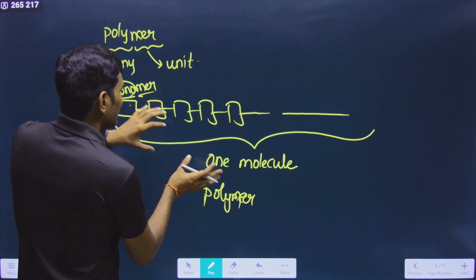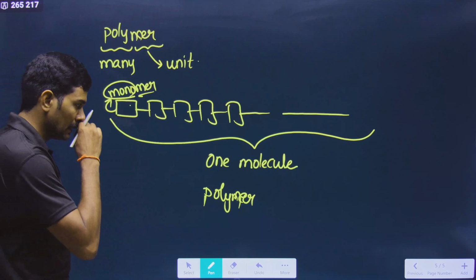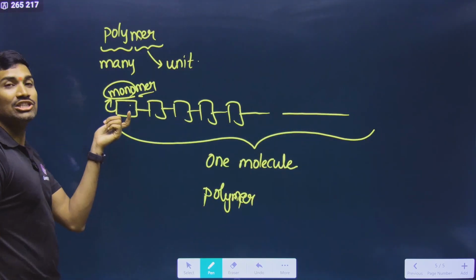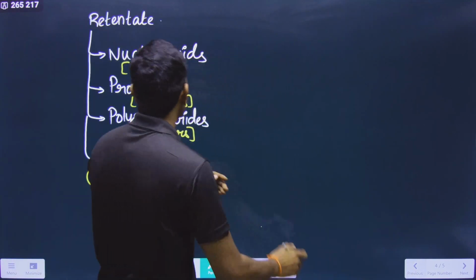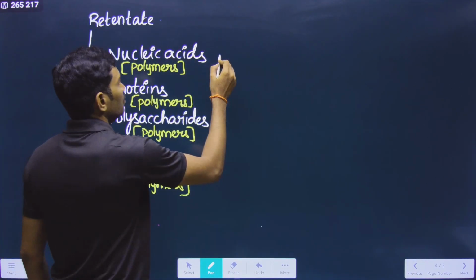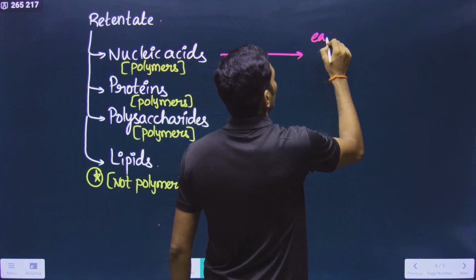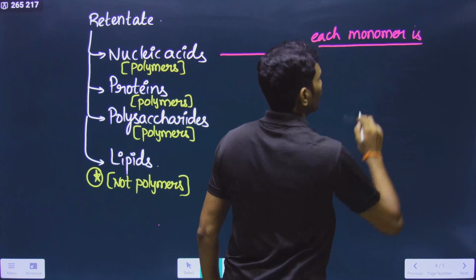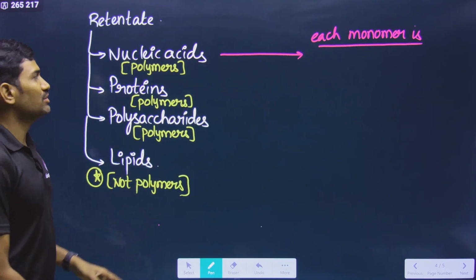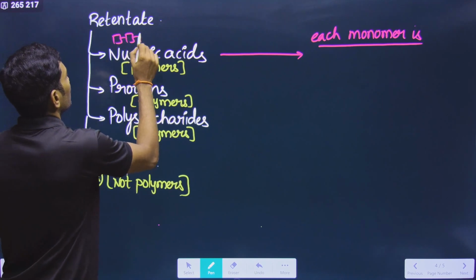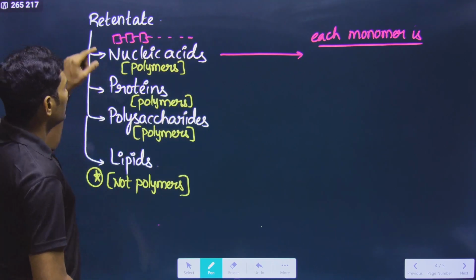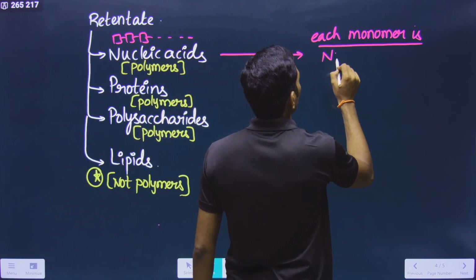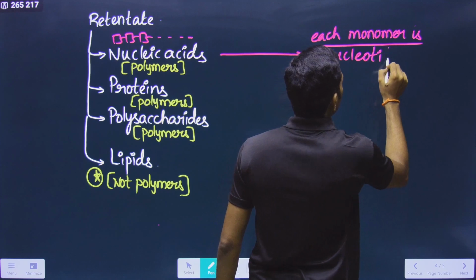So in this way, in different polymers, different monomers are there. Suppose this is entirely a nucleic acid. Now what is each unit called? That point I will write here. Nucleic acids means many units are present, like this. So in the case of nucleic acid, what is each unit called? Each monomer is called a nucleotide.